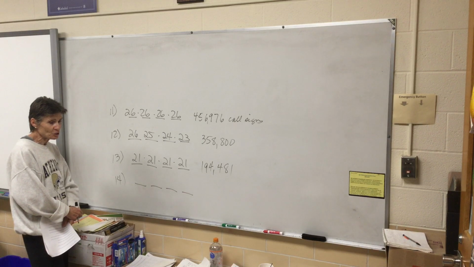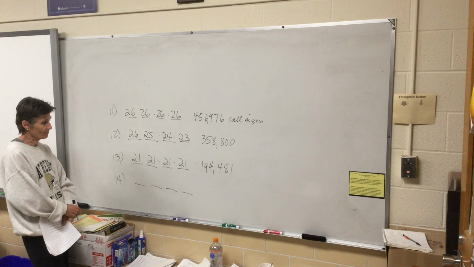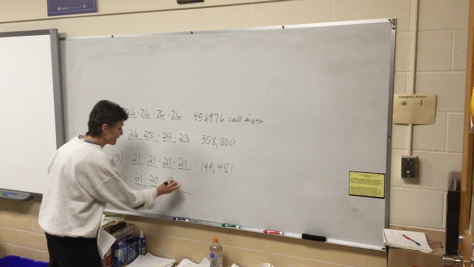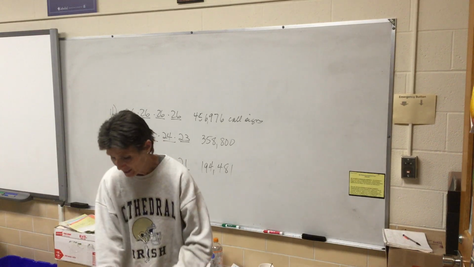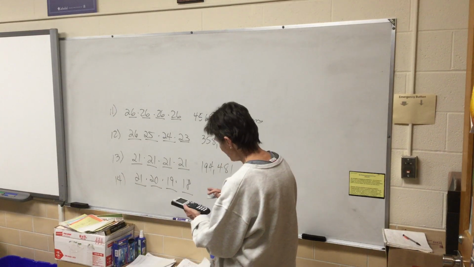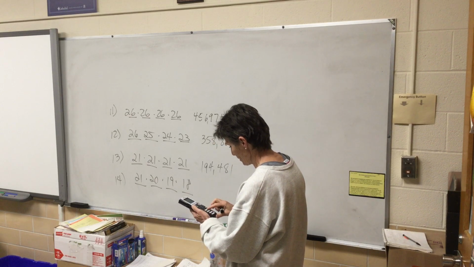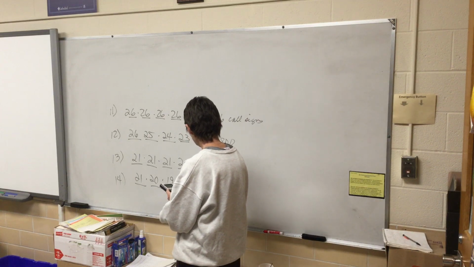No repetition means you can't use a letter you've already used. You can't repeat letters. 21, 20, 19, 18. Yep, you've got it. Perfect. If you're not allowed to repeat, then you can't use the same letters over again. That's 143.